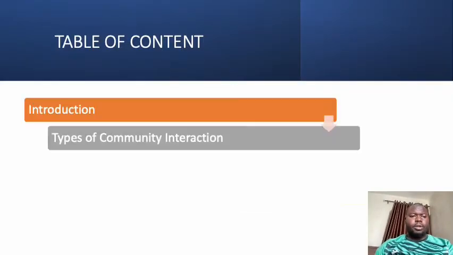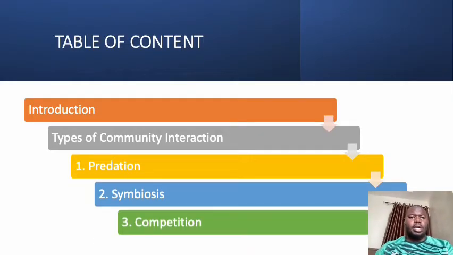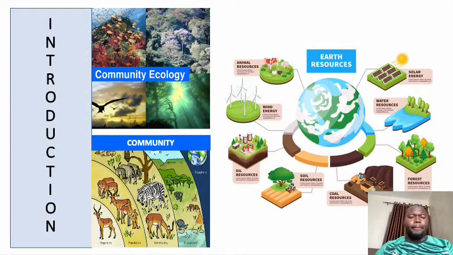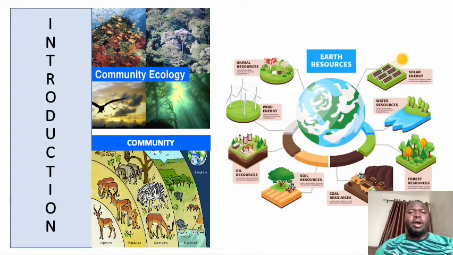Okay. So I would like to take you through the following content. Now, what is community? A community is an association of populations of different species that live and interact in the same place and also at the same time. So when you have a single organism, then you have a group of organisms, they become a population. When you have a group of populations, they become a community. When you have a group of communities, you have an ecosystem and down to the biosphere.